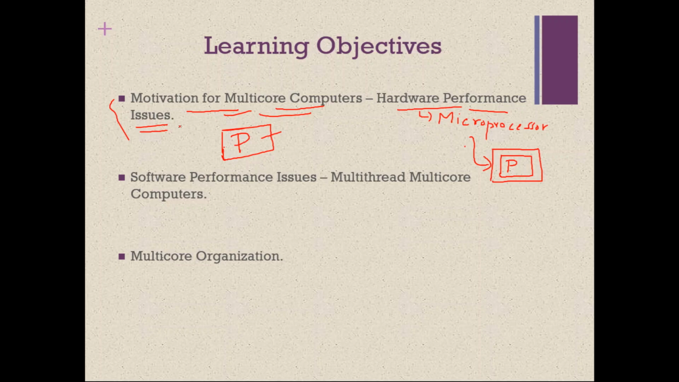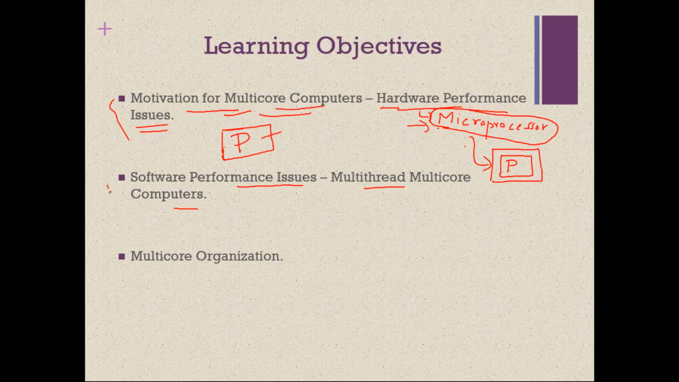But in later lectures we will also discuss the software performance issues that will be faced with multi-core computers. These two are entirely different, you should understand. Here we are discussing the hardware performance issues that were happening in a normal single processor, not multi-core, a single core processor. Because of these performance issues, we are going for multi-core computers.